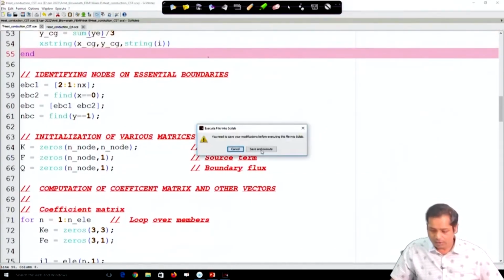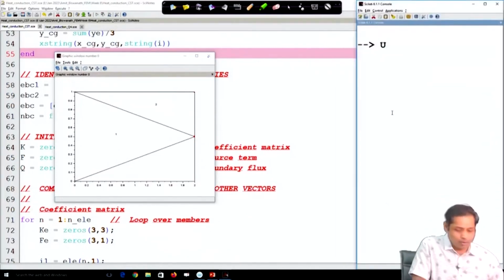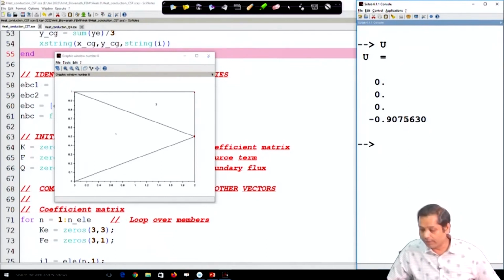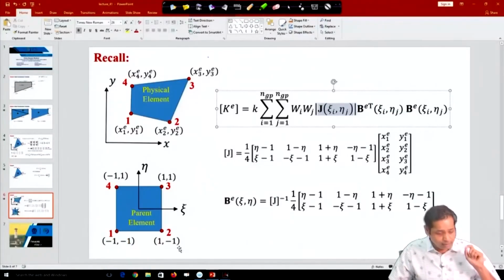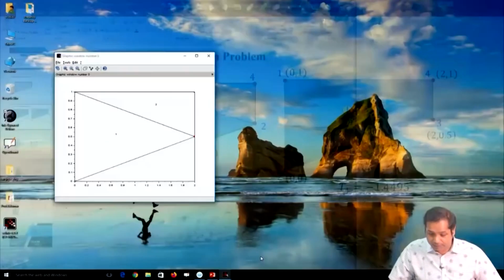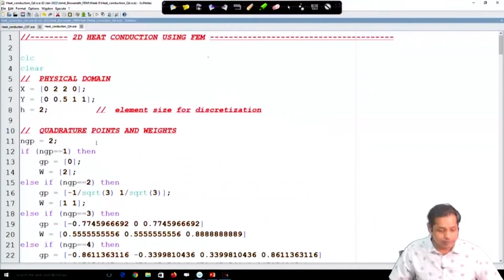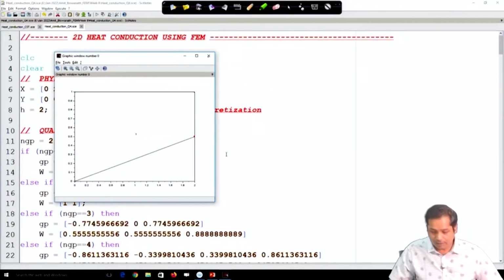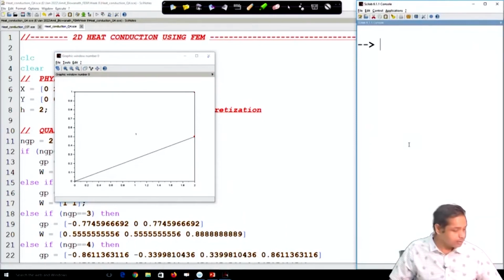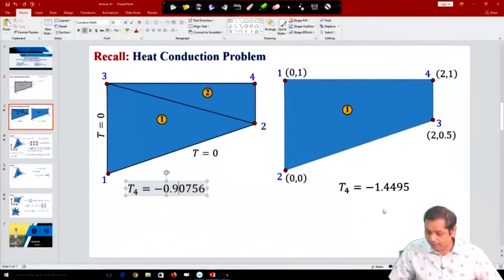So solve it, and the result is this. Let us see u. What is u? Our u will be this. This is u at the 4th node: 1, 2, 3, 4th node. So it is 0.9075. And let us see what our manual calculation was. Our manual calculation was this. Okay. Let us do the same exercise for a quadrilateral element, and let us take this and see the result. U is, we had minus 1.449 something, and this was the result we have.